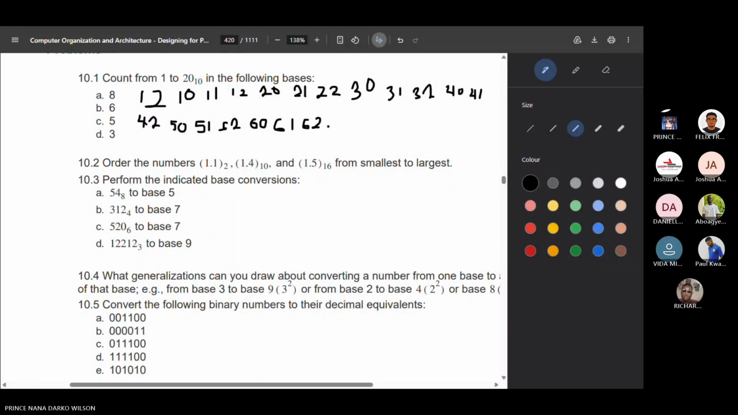20. Yeah, so we are at 20. Very good, very good. So that's pretty much it. Please, this is how you do counting, provided you are doing it from base 10 into another number base. That's all there is to it.